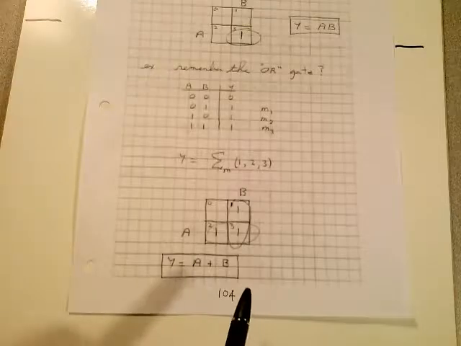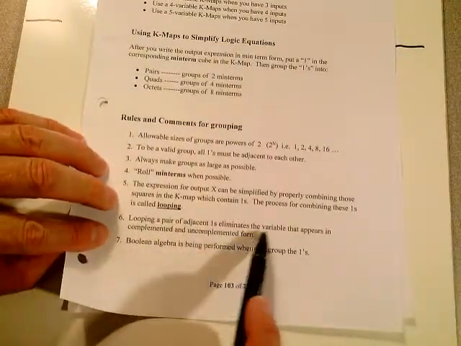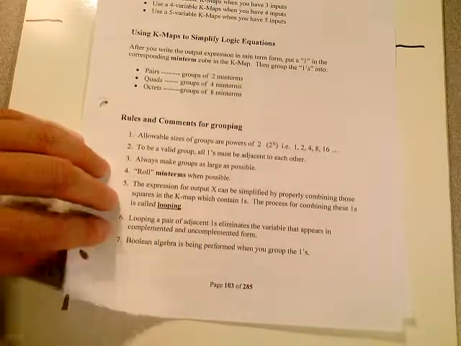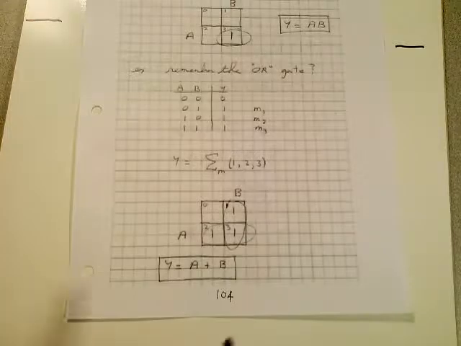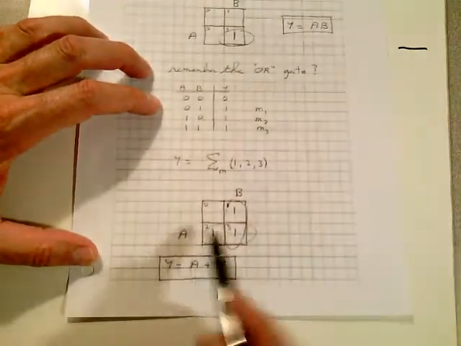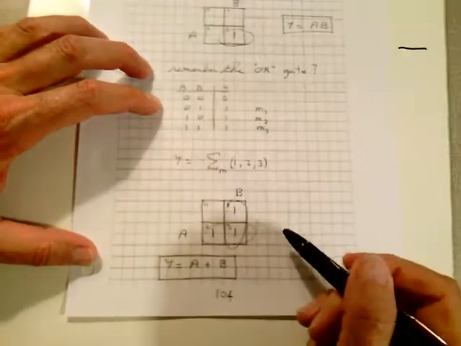Remember this previous one, you have to look back here. Remember it says here, looping a pair of 1s eliminates a variable that appears in the complemented and uncomplemented form. That's what I'm talking about, number 6 there. And then this group right here, if you look at it, part of it's in A and part of it's in A bar. So you forget about it.